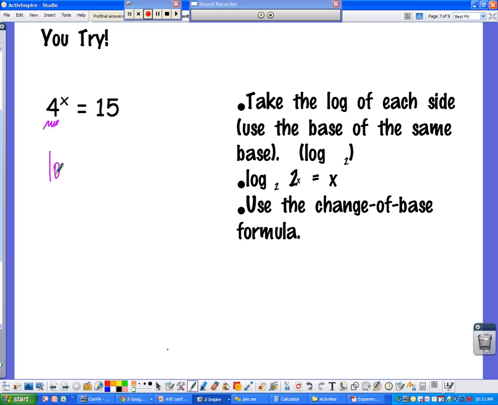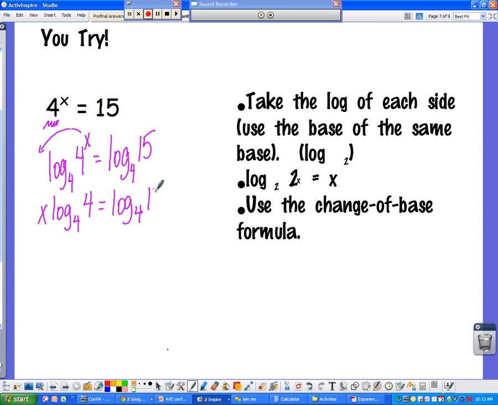So we're going to do log base 4 of 4 to the x equals, because the base of this and the base of the exponent should be the same. If I add a log base 4 on the left side, I got to add a log base 4 to the other side. So it's going to be log base 4 of 15. And remember, the x comes out front when we're expanding our rules. So x log base 4 of 4 equals log base 4 of 15.